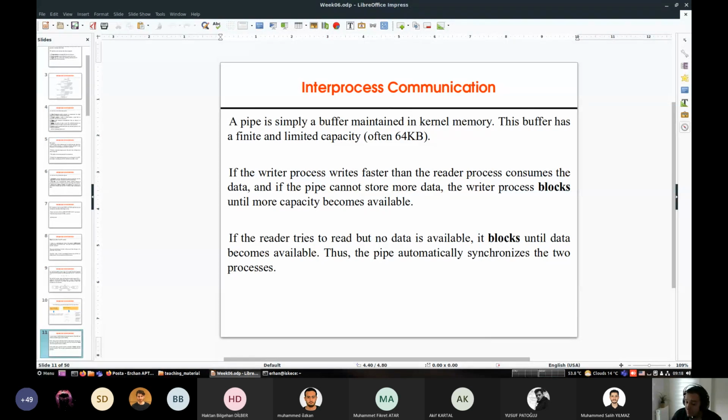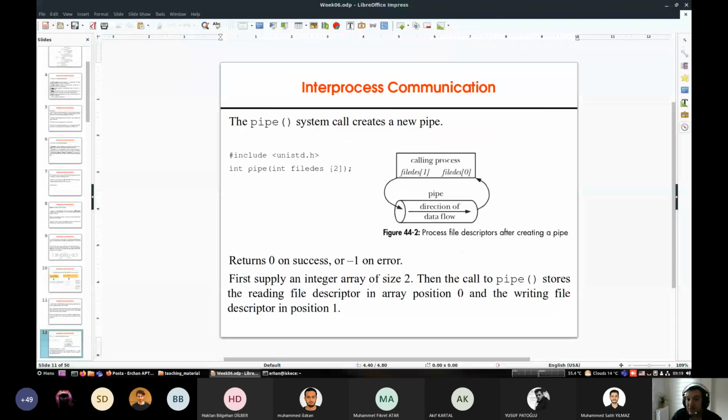So as soon as you set up a pipe between two processes, you're ready to use it. No worries about synchronization or anything. Now, this is good. This is quite simple and effective and practical. But of course, there are disadvantages. The disadvantage is that you can use the pipe only between related processes. Related. Yani one of them will be the parent, the other one will be the child. They have to be related to be able to use the pipe. Let's look at the details.